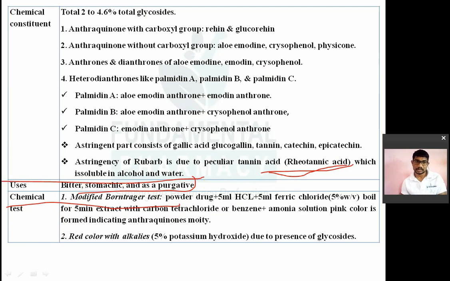This rhubarb consists of C-glycosides. That's why it is the modified Borntrager test. Here you hydrolyze the drug with hydrochloric acid and perchloride, then filter, separate, and add an organic solvent like benzene or carbon tetrachloride. Add ammonia solution and a pink color will appear.